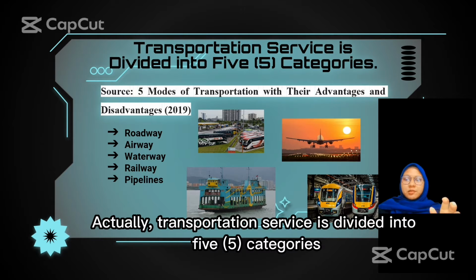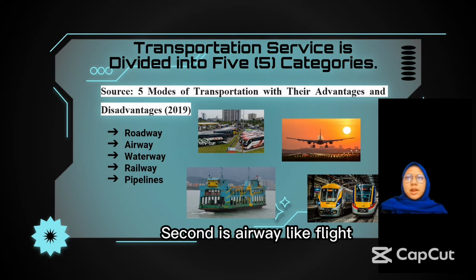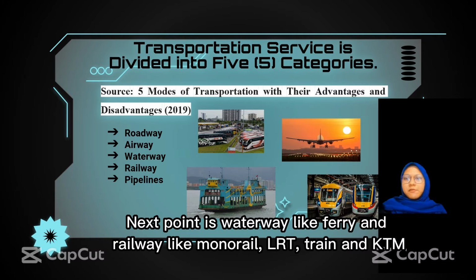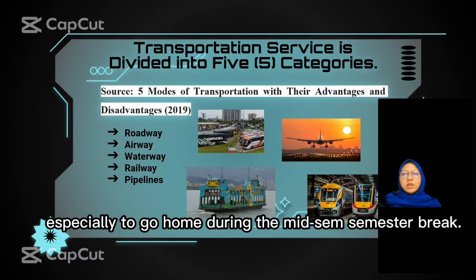Actually, transportation service is divided into 5 categories, which is roadway. For example, roadway uses a car, motorcycle, bus, and taxi. Second is airway, like flight. Next point is waterway, like ferry, and railway, like monorail, LRT, train, and KTM. Lastly is pipeline. Most Universiti Putra Malaysia students use transportation services like bus, train, KTM, car, and motorcycle, especially to go home during the mid-semester break.